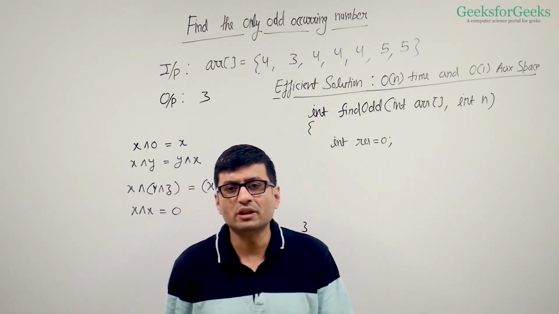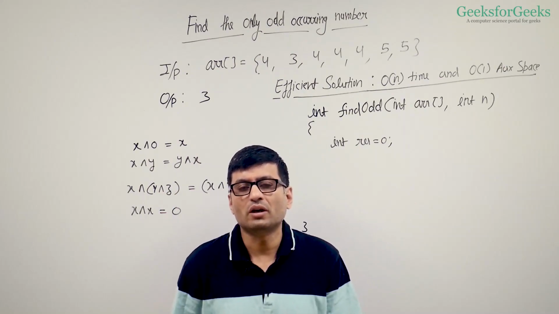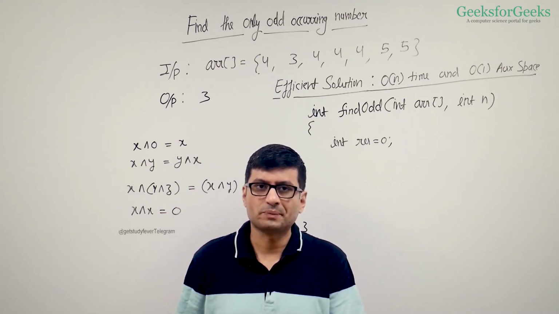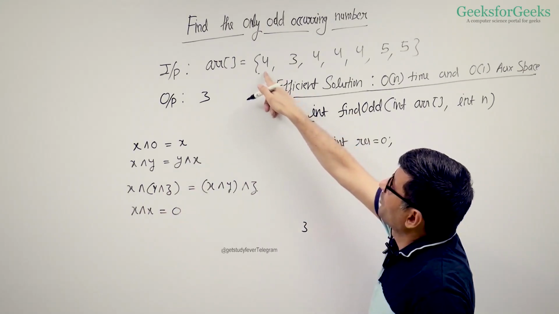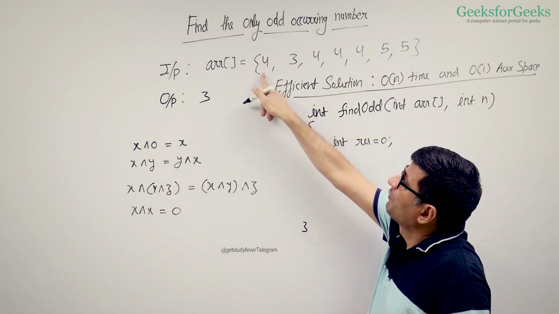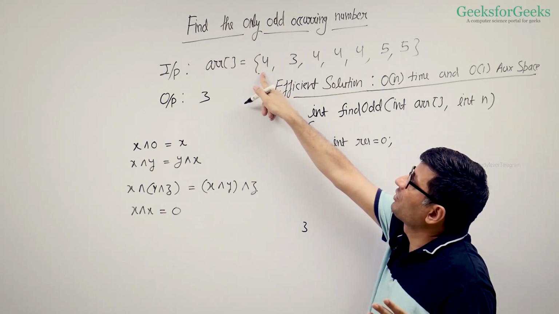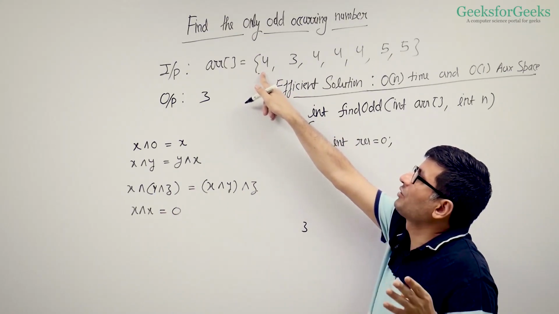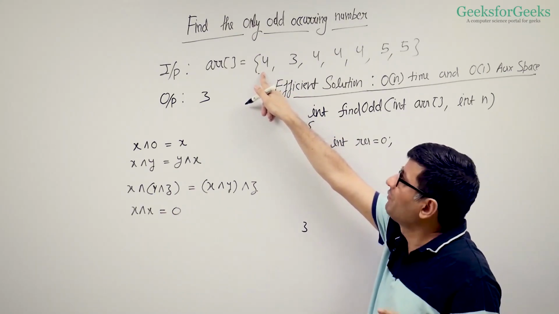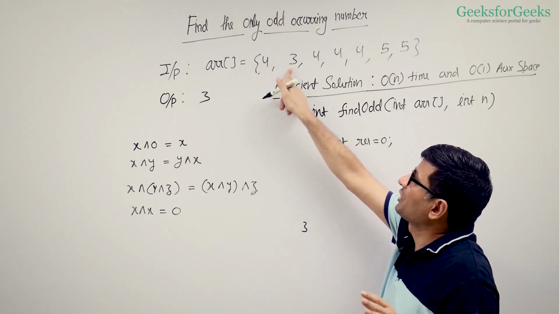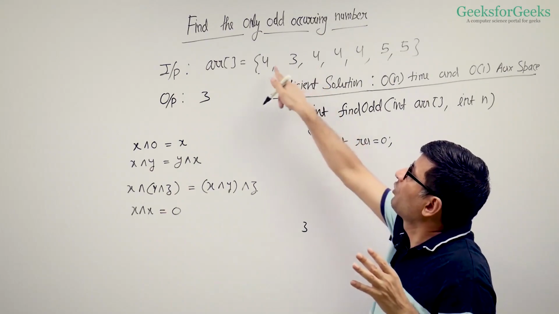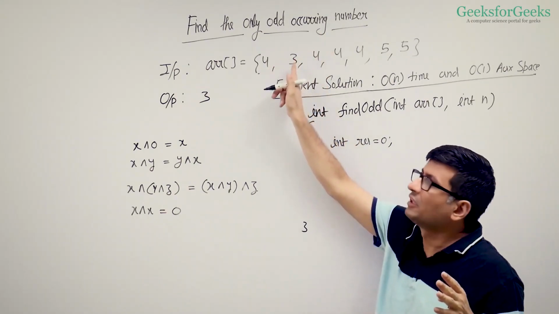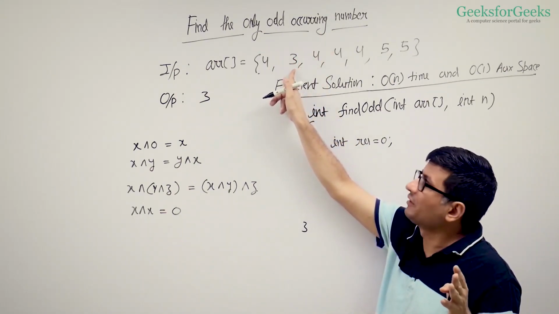And how do we use it? We simply do XOR of all numbers. The even appearing numbers will cancel out each other, right? You initialize your XOR as 0 and you do XOR of 0 with 4, your XOR will be something. Then you do XOR with 3, it will be something. Then you do XOR with 4. So this 4 and 4 will cancel out with each other, and your XOR is going to be 3 again.